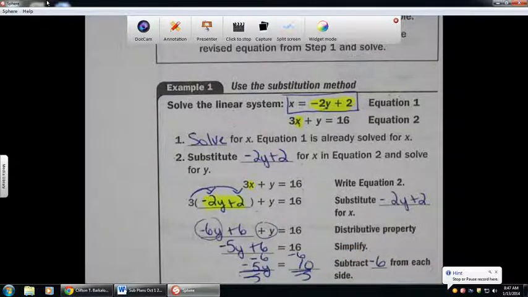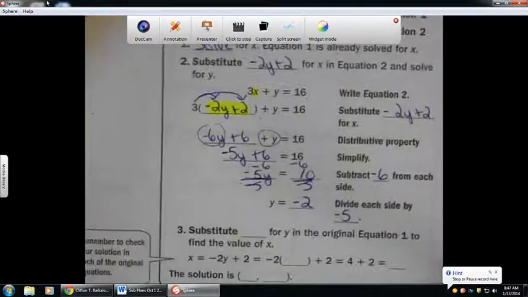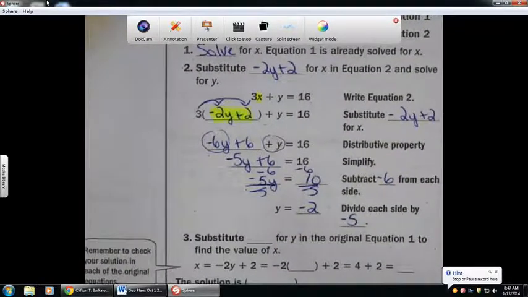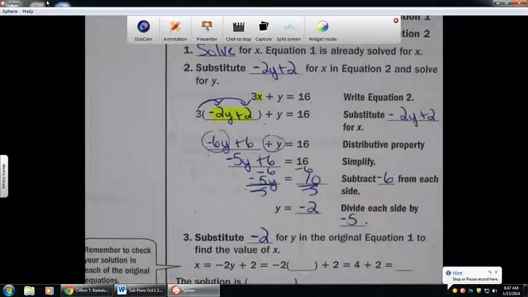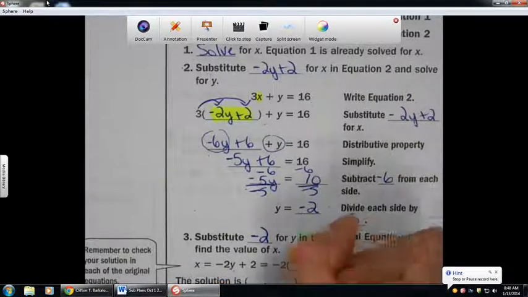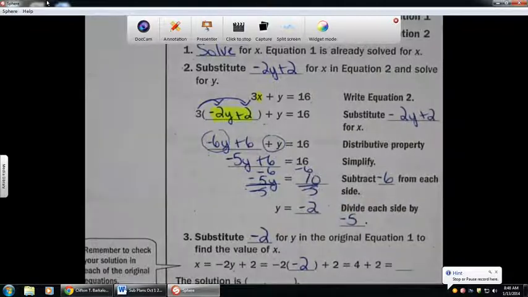Okay. Now we know one part of our solution. We know that y is going to be equal to negative 2. Since the solution to a system is always an ordered pair, we still need to find out what x is going to be. So we know that y is going to be equal to negative 2. We substitute negative 2 in for y in the original equation 1 to find the value of x. So equation 1 was x equals negative 2y plus 2. We're going to substitute the negative 2 in for y, so we can solve for x.